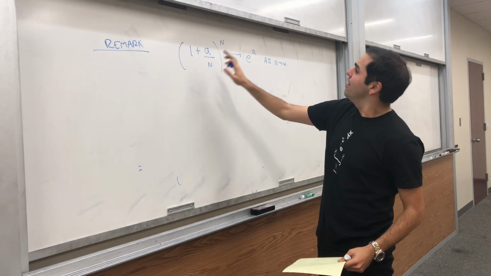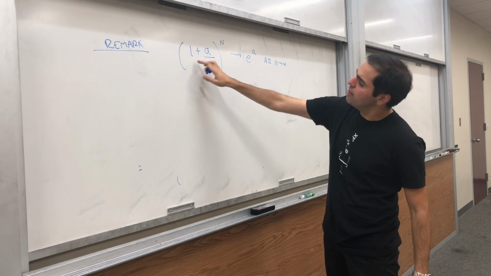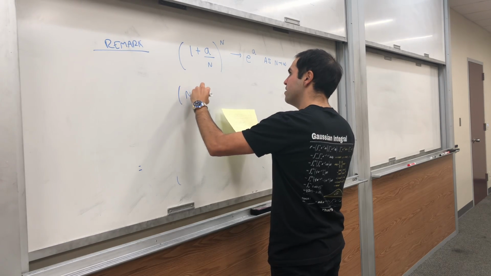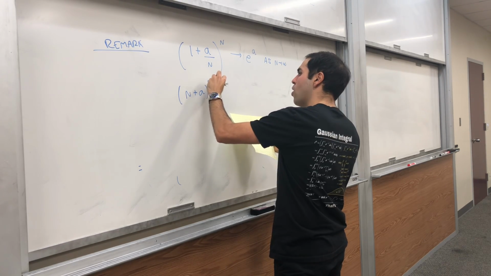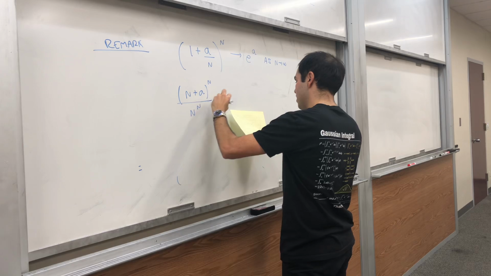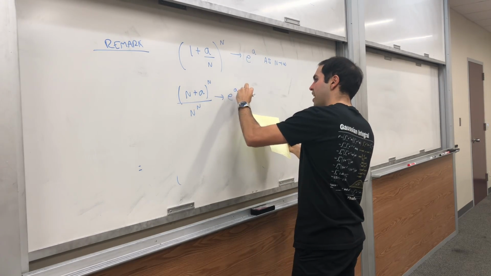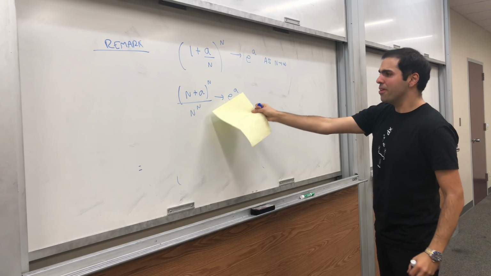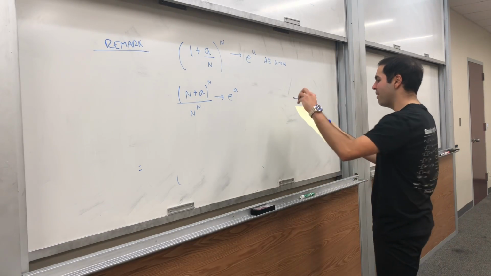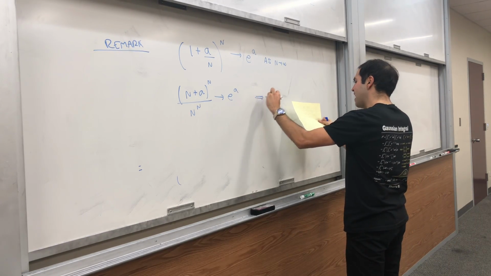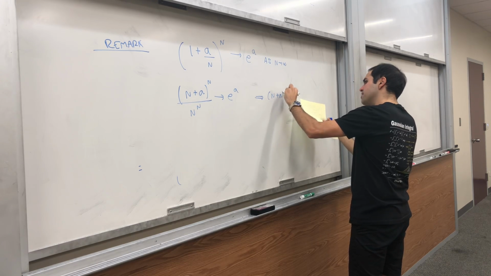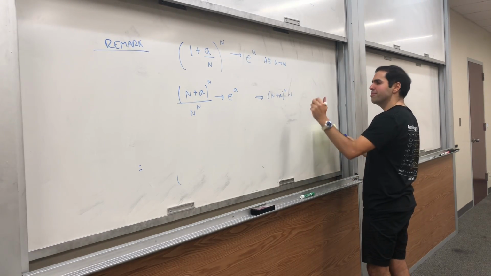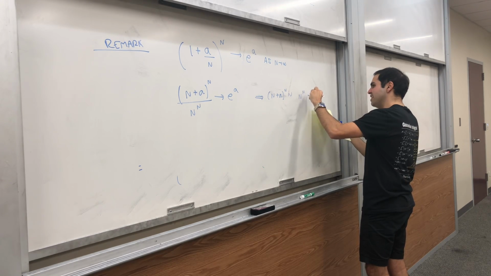Okay, then, what's nice about this, you can put this on a common denominator, so we get n plus a to the n over n to the n goes to e to the a. And in particular, cross-multiplying, what this tells you is that asymptotically, n plus a to the n is roughly asymptotic to n to the n e to the a.